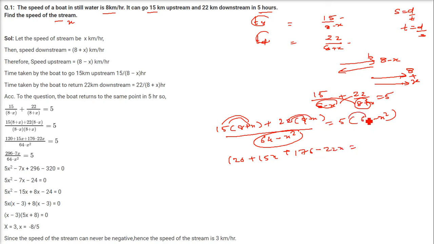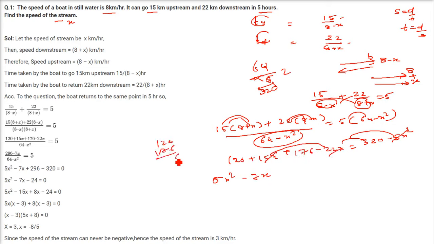And this will be 5 into 64, and 5 into 64 is 320, minus 5x square. So let us bring both here. So it will be 5x square. We have taken this, and 15x minus 22x will be minus 7x. And now this will be 120 plus 176 minus 320. So 120 plus 176, that is 296, minus 320, it will give you 24. That will be minus 24 because this will be minus 320 when it comes here.